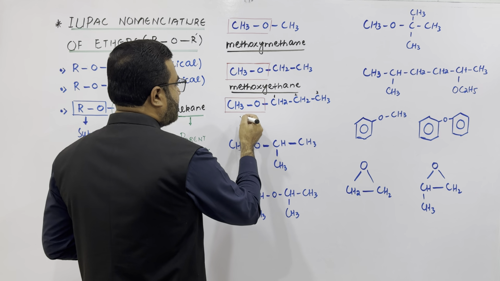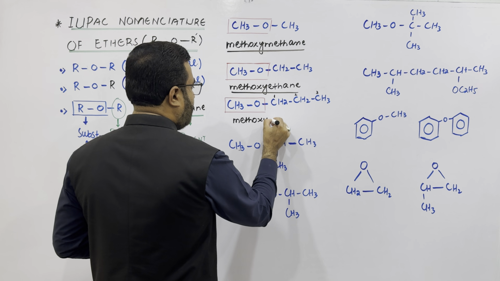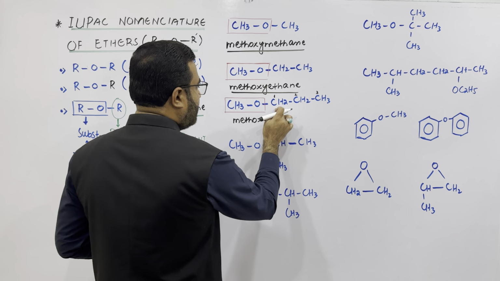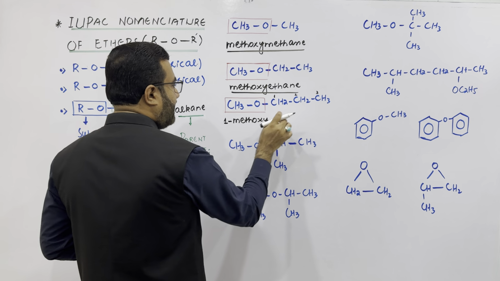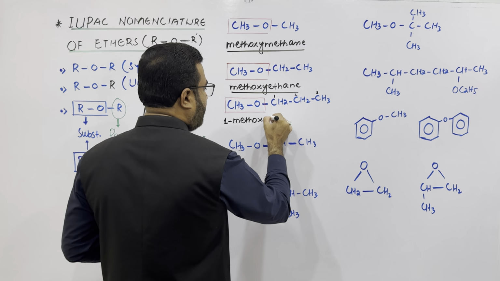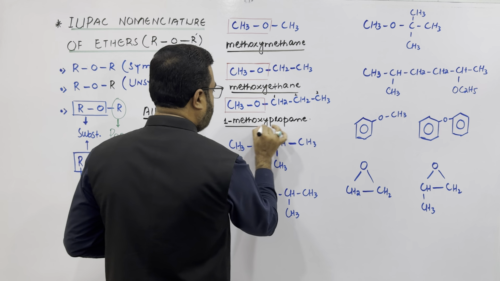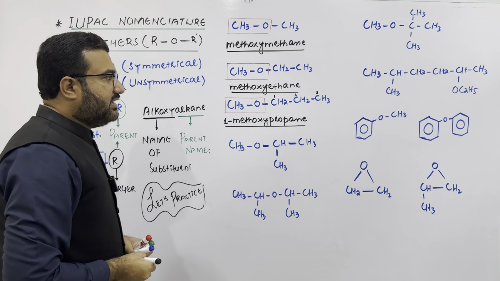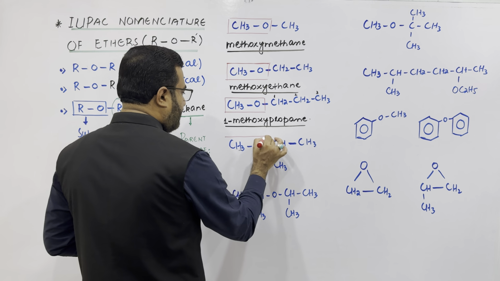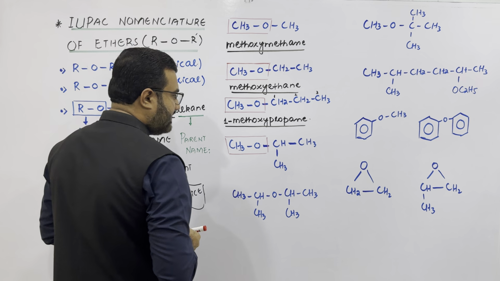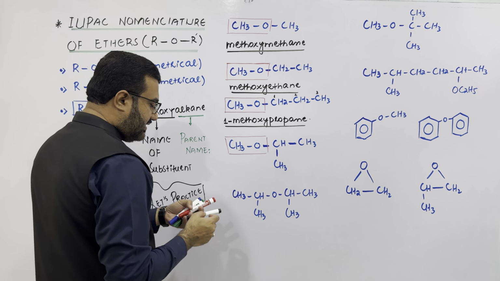So that will be called as methoxy. Now with first carbon, this methoxy is attached, so it will be called as 1-methoxy, and the parent will be propane. So it will be 1-methoxypropane. Now, my dear students, in this case, again the smaller alkyl group is methyl, so it will serve as a substituent, and this alkyl group is having greater number of carbon atoms, so it will serve as the parent.